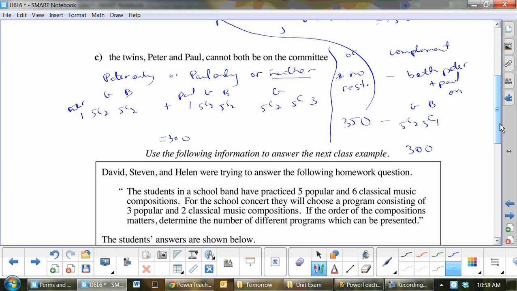No, because Peter and Paul are on no matter what. And then we're picking the rest of the committee. So it wouldn't be 2, it'd be 1 times 1 times... So if they were both on, we'd multiply by 1 and by 1. That'd be Peter, that'd be Paul. Okay.